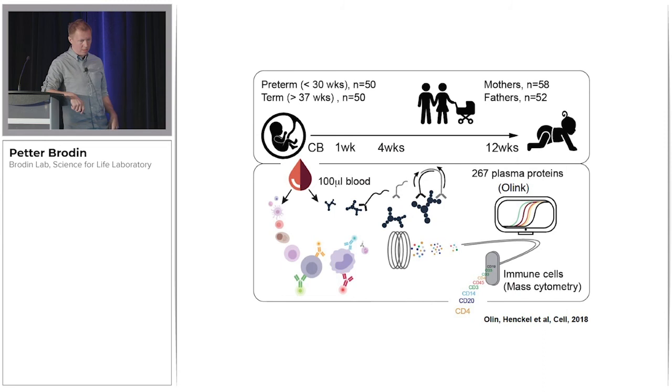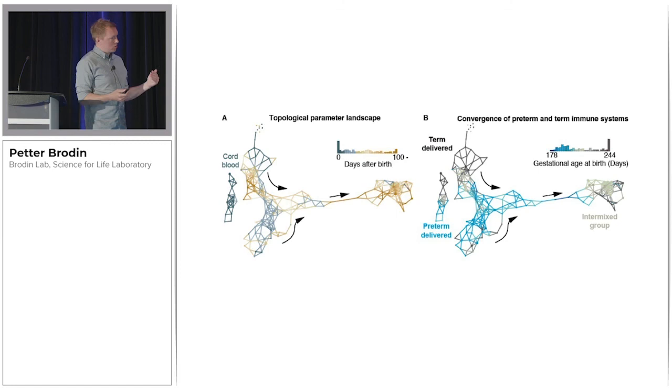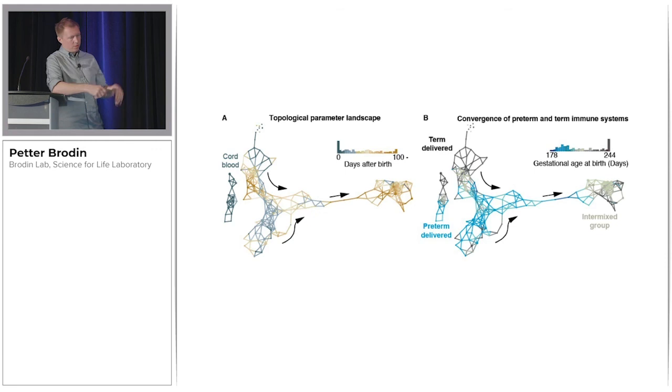Basically, we're following a bunch of newborns in Sweden, preterms and terms. We've been able to sample them longitudinally, and we published this first report about 6 months ago, or almost a year ago. And we followed these children for a longer period now, but this was from the original publication. We basically saw that preterms and terms are very different from the beginning, but they evolve with respect to their immune system through pretty drastic changes during the first weeks of life. And they converge, surprisingly, so that they behave exactly the same.